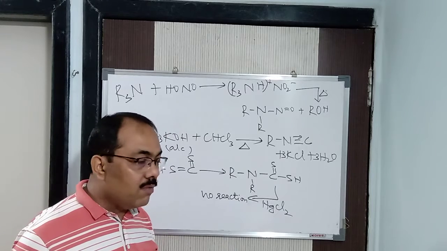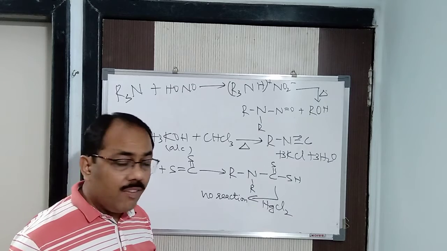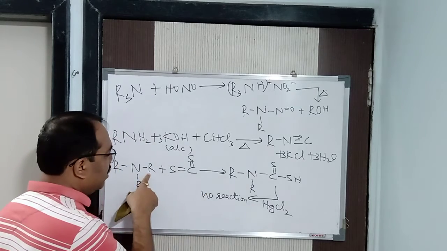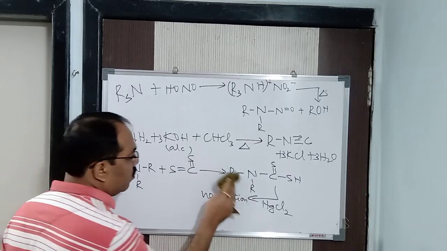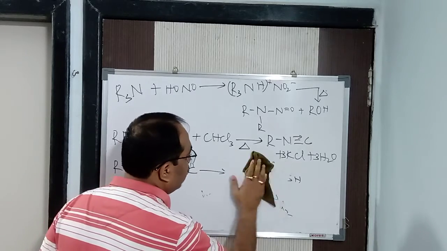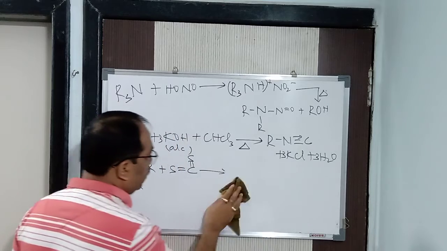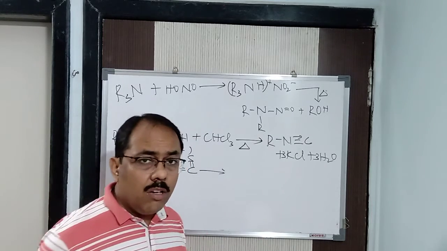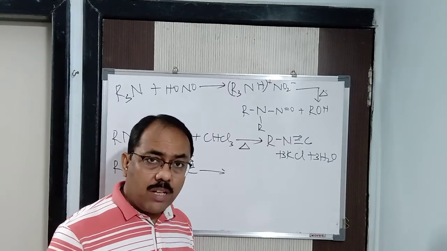Due to the absence of the replaceable hydrogen atom, that is the alpha hydrogen atom, here hydrogen was there, here nothing is there, so no reaction is going to take place. With tertiary amines, from the beginning itself no reaction; at least in secondary amines one step takes place. Then with mercuric chloride no reaction, because of the absence of the alpha hydrogen atom.